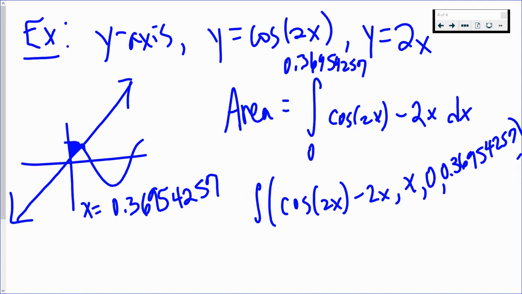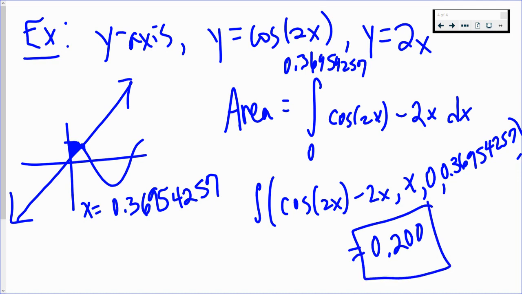You got to make sure to put in your bounds in order. Okay, when we do that, we end up with 0.2002. So 0.200. And again, we always round to 3 decimal places for the final answer. So we don't have to go any further than that, whether it's multiple choice or free response. We don't have to go any further than 3 decimal points for the final answer.